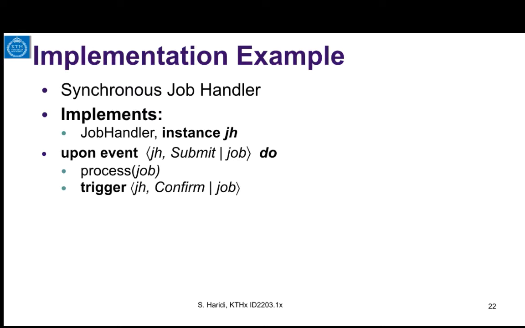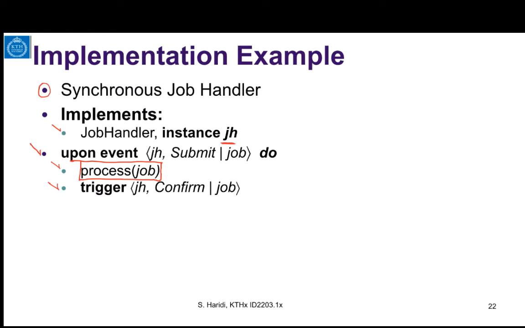So let us see now how we have an implementation of the job handler. We do first what we call a synchronous implementation. Again, we want to implement a job handler, and our instance is JH. Now we describe exactly what happens when we get a submit event. When we get a submit event, we assume we have this procedure which always succeeds. It takes the job and processes it. And after it processes it, we can now trigger to the environment, to the application, an indication event saying that the job has been confirmed.